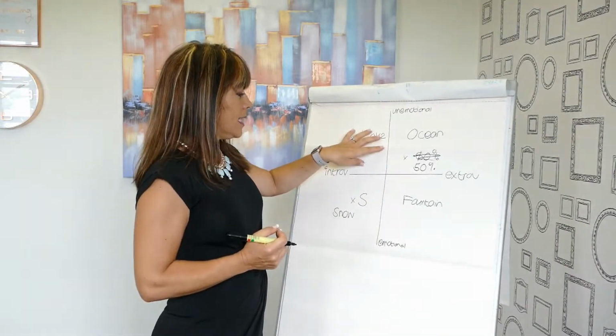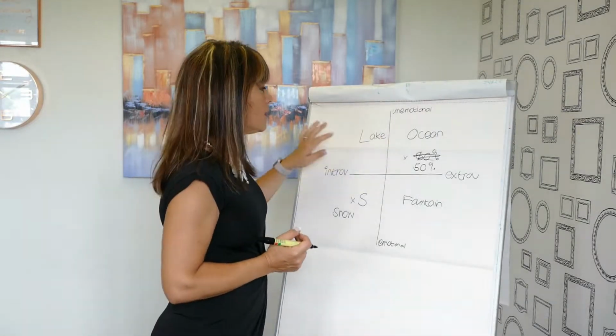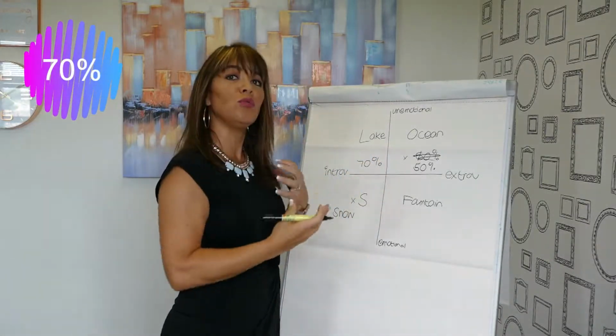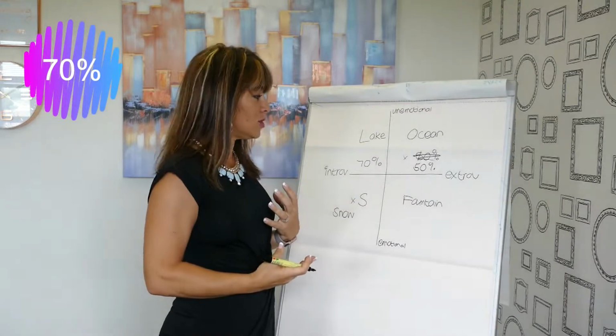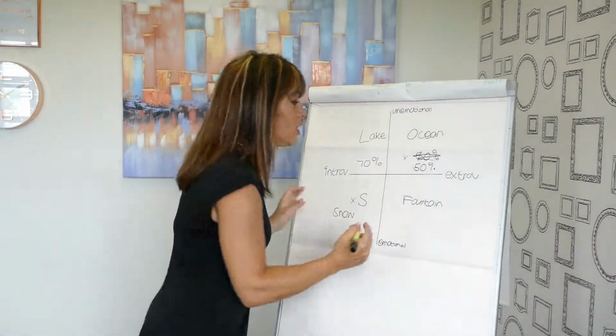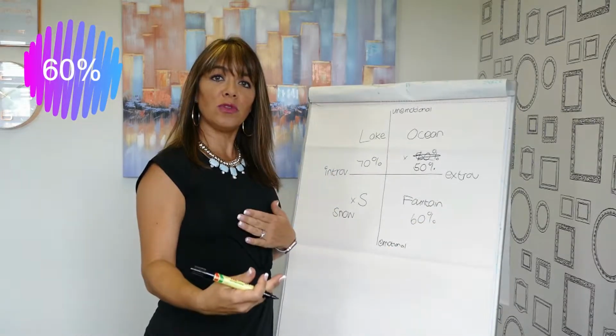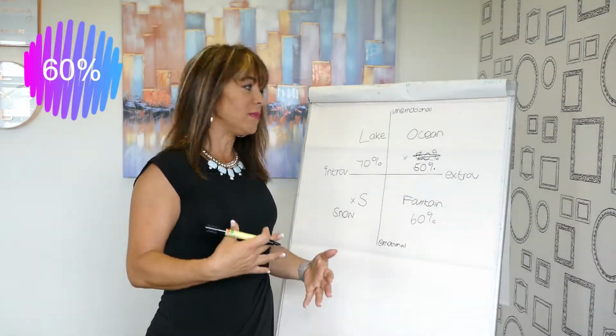The lake personality needs a little bit more. So the lake personality would need about 70% information. So they would need more than the ocean to be able to make a decision. Your fountain on the other side could be at 60%. So they also need a little bit more than the ocean, but not as much as the lake.